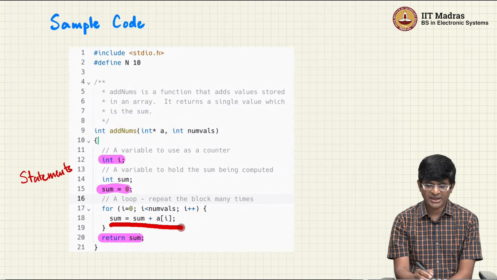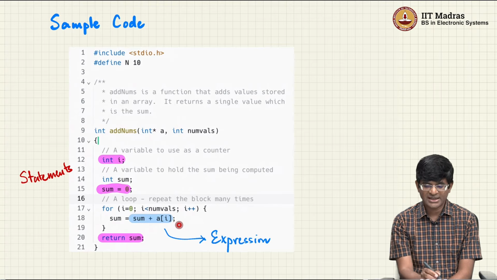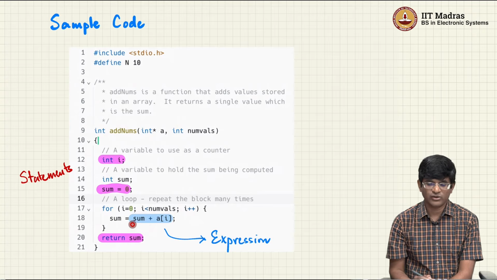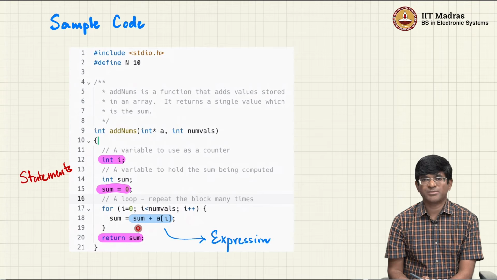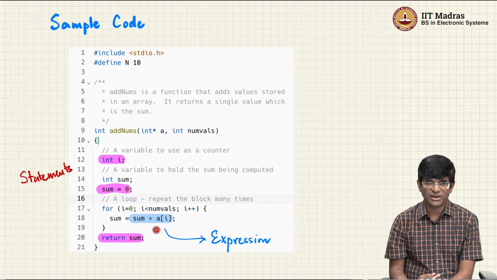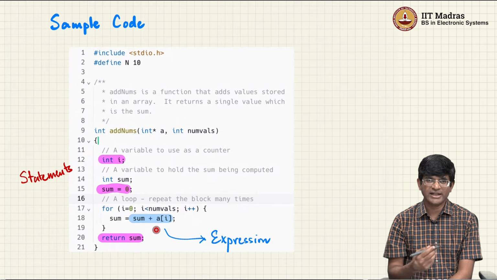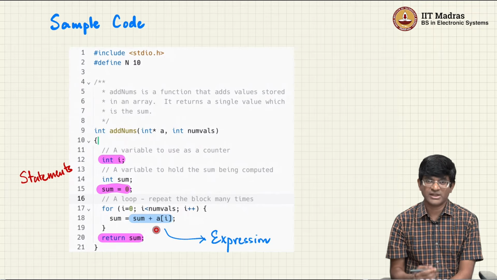But in this particular case, the reason why I am looking at it separately is that this part of it, the right hand side of that equals sign, the sum plus a of I, is what I call an expression, right. Expressions have values, they evaluate to values in themselves, right. So unlike a statement which is giving an instruction to a computer, an expression is something that gets evaluated and is used as part of a statement probably, right.